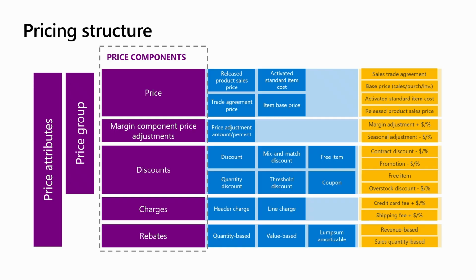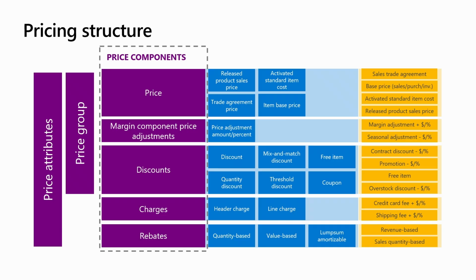The margin component adjusts the price at the time of the order, and you can do things like a seasonal adjustment. The discount component applies various discount options, for example, mix and match, promotions, quantity discounts, and coupons. The charges component further adjusts the price, like for example, a shipping fee. The rebates component includes options like quantity-based or value-based rebates.